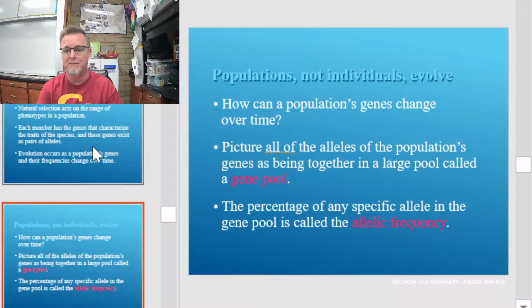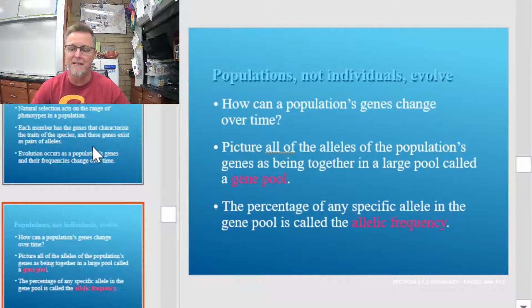So how can a population's genes evolve over time? Well, we've got to look at the gene pool and the allele frequency within it, right? That's a collective picture of all of the population's genes. So when we look at the entire population of people on this planet, like all the genes of all the people on the planet, that's the human gene pool, okay? That's a lot of genetics if we're talking about millions and millions of humans, so we usually don't talk about it in those terms. We'll take a smaller sample. Anyways, that's the gene pool.